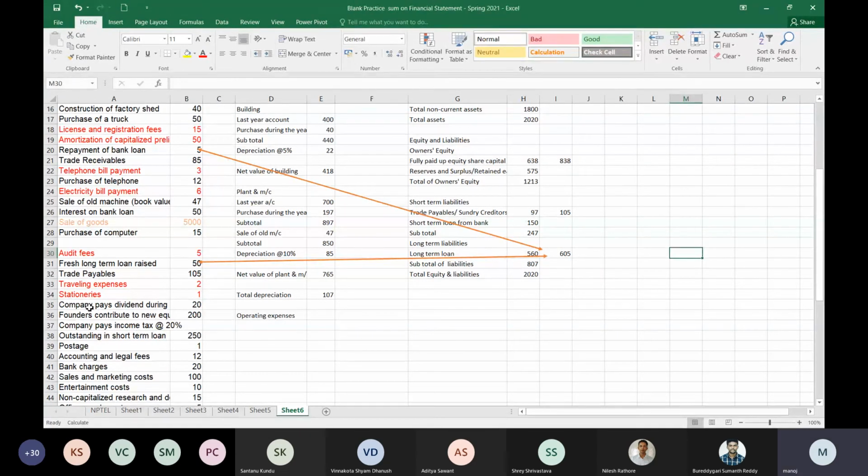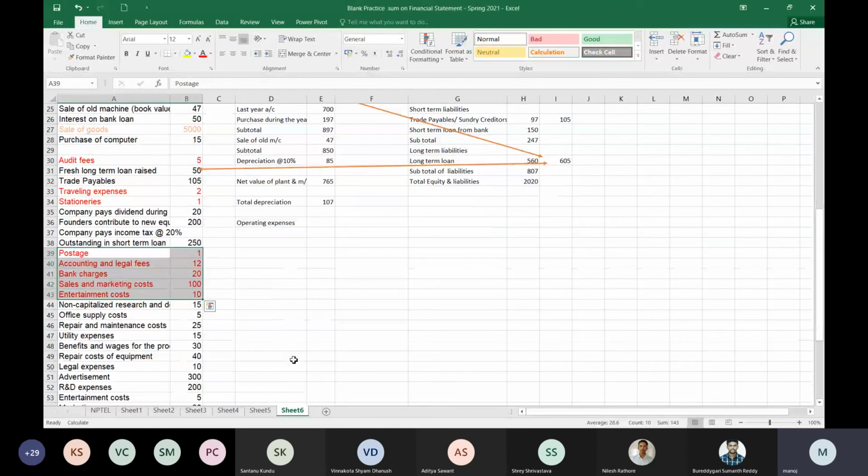Okay, now company pays dividend. Dividend comes in the profit loss account at the end, before you estimate retained earning. Companies contribute to new equity. We have already considered it here. Done. Company pays income tax at the rate of 20%. Fine. Outstanding in short-term loan, we have already populated. Postage, accounting and legal fees, bank charges, sales and marketing cost, entertainment cost. These are all operating expenses. Now, non-capitalized research and development expenses is also operating expenses.